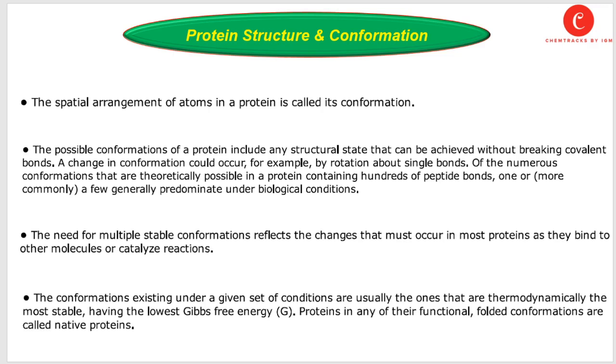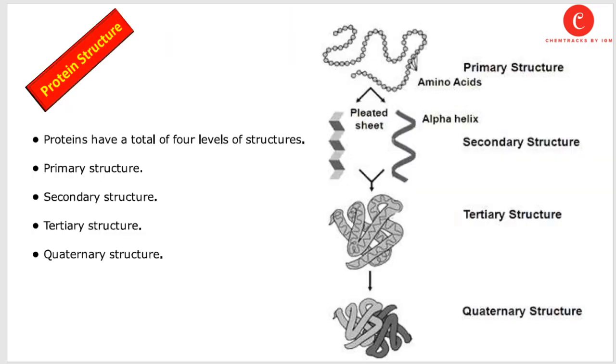The conformations existing under a given set of conditions are usually the ones that are thermodynamically the most stable, having the lowest Gibbs free energy. Proteins in any of their functional folded conformations are called native proteins.